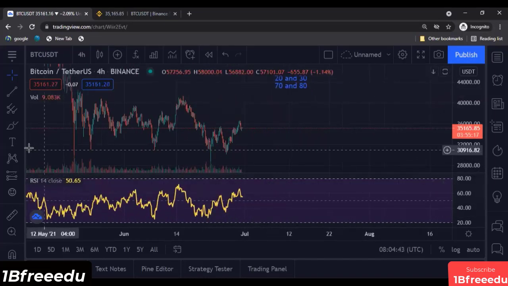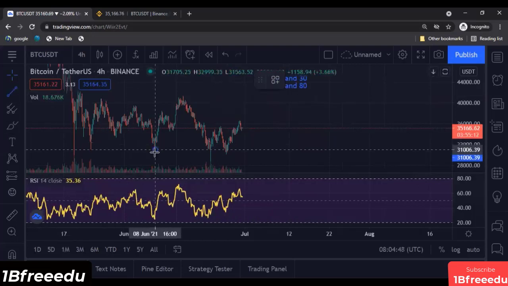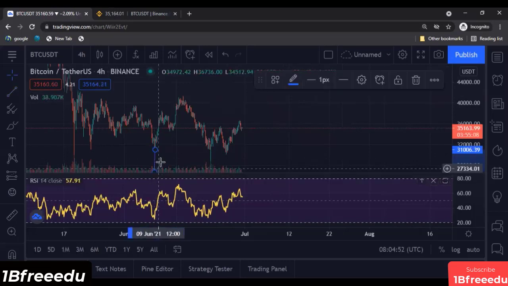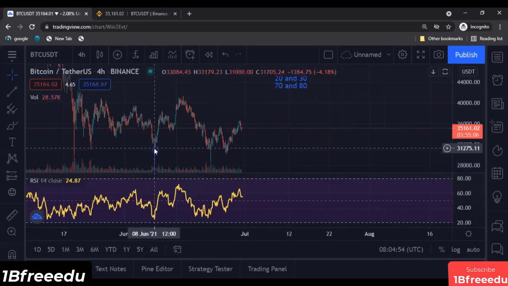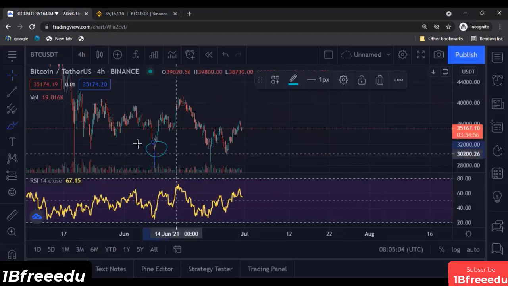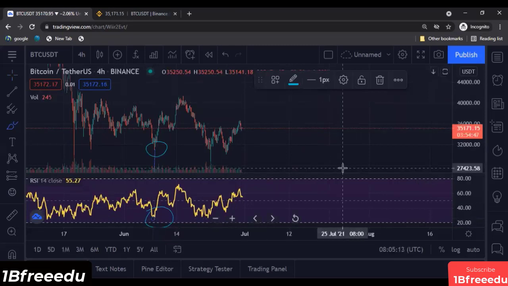For example, if we look at this point, around 31,000, I can show you that the RSI was here, which is around 25. So it was between 20 and 30.